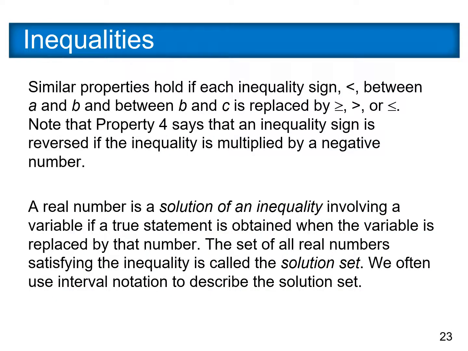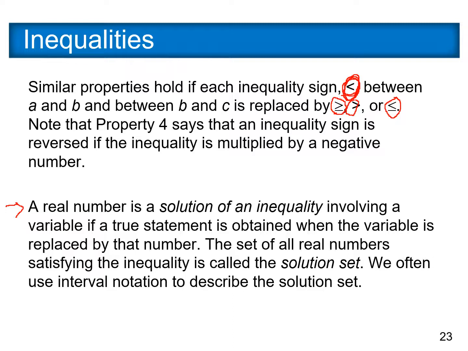So similar properties will hold for each inequality sign. That means, for example, you can have smaller than between a and b and between b and c, and if you replace it by greater than or equal to, or smaller than or equal to, it always stays the same. Although property 4 says that an inequality sign is reversed if the inequality is multiplied by a negative number. Don't forget that.